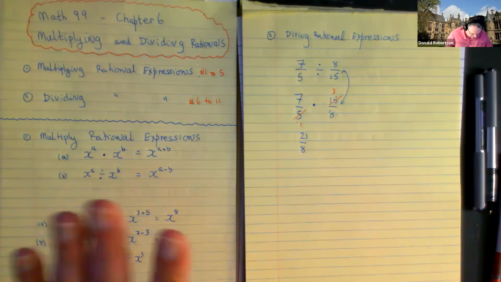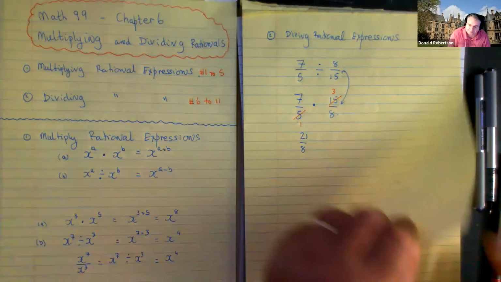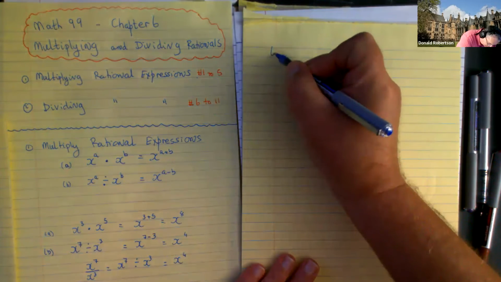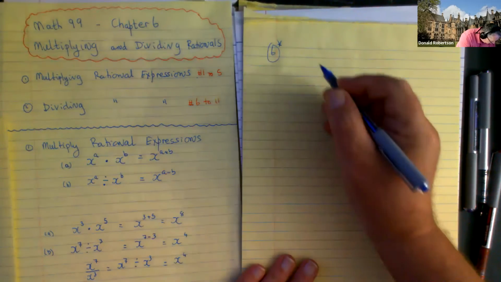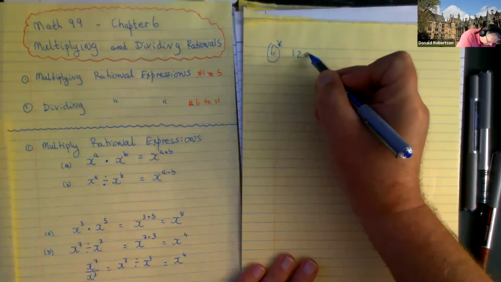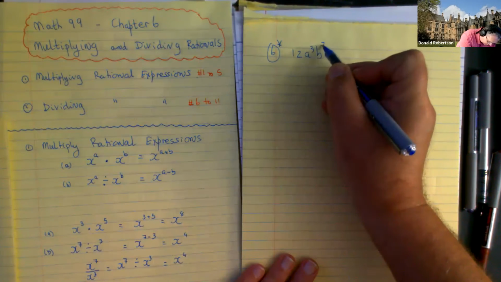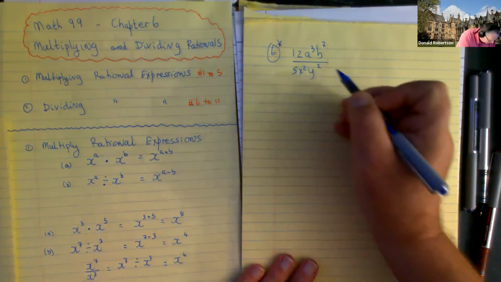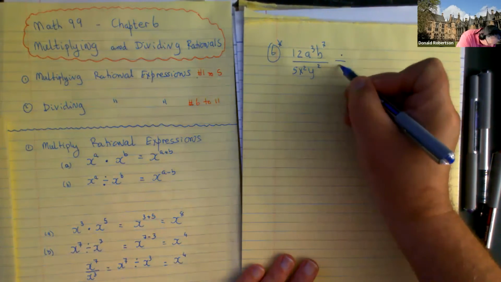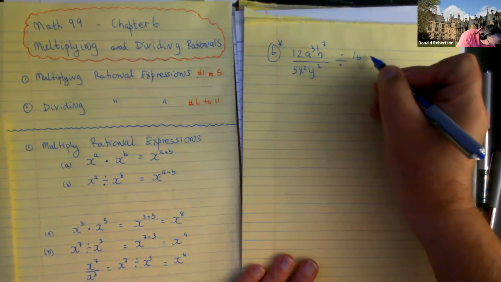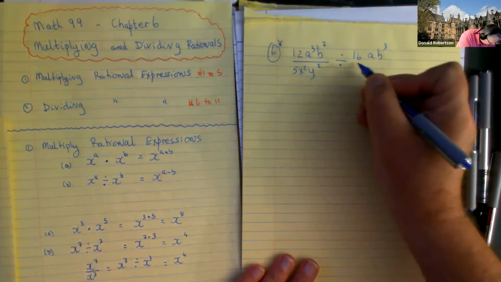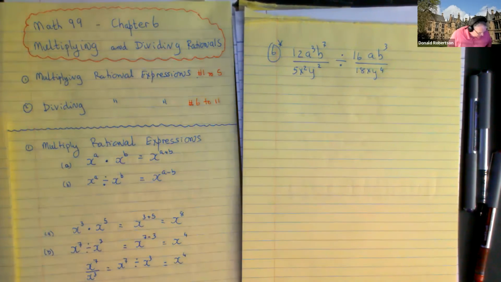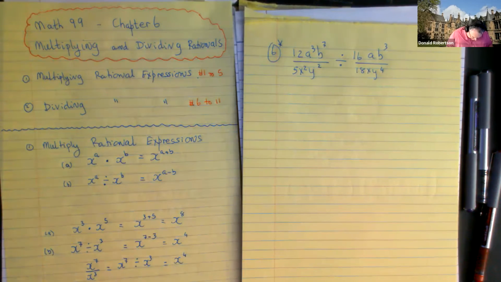So that's the process that we are going to adapt to algebra, right? Things with a's and b's, and then later on things with x's. Everyone, let's try this division: 12a cubed b to the 7 over 5x squared y squared, divided by 16ab cubed all over 18xy to the 4.